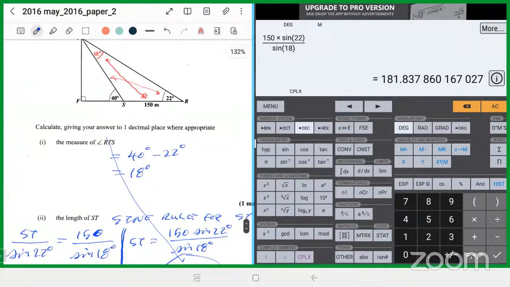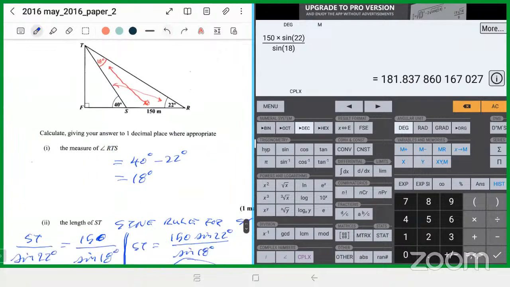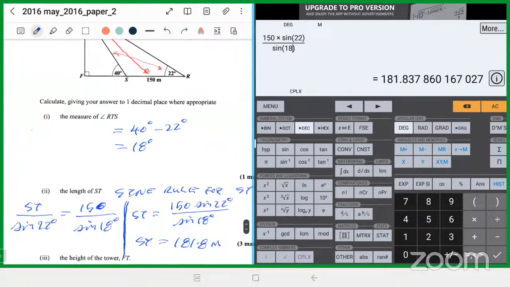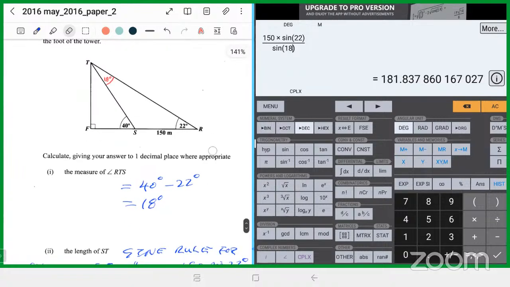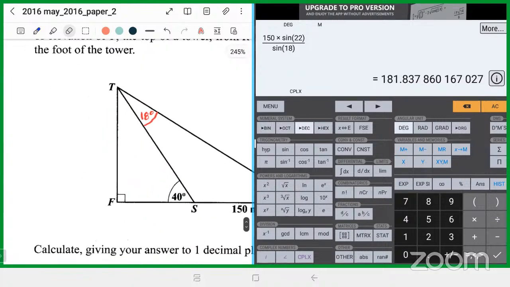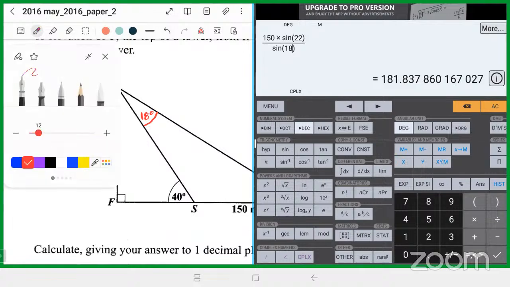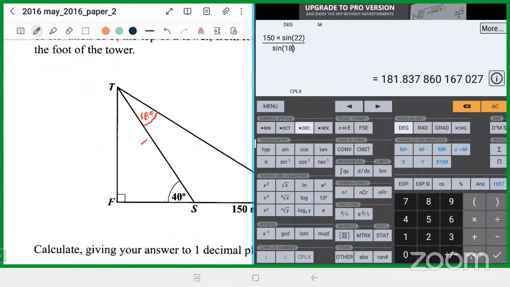As I find it, I'm going to put it on my diagram. Remember, if you find something, you put it on the diagram, guys. Very important. You want your information on your diagram. I'm going to put 181.8 right here, down in red so I can see it. So I'm going to write 181.8 meters on my diagram.